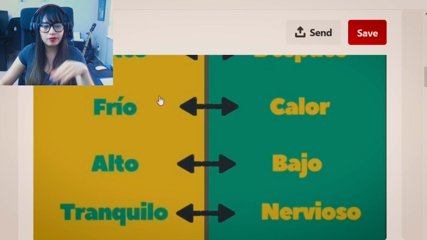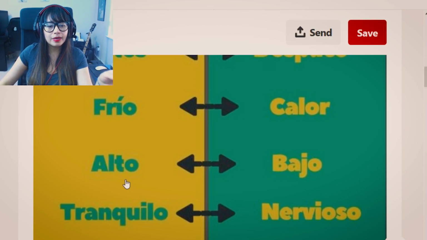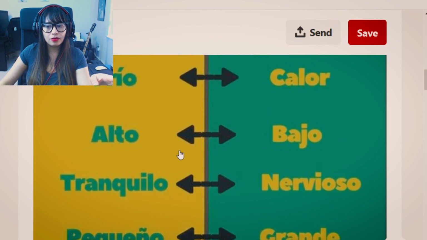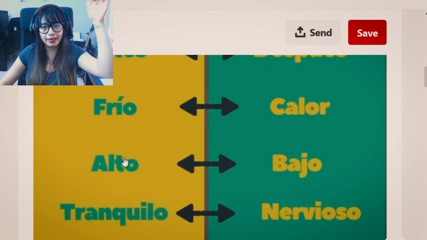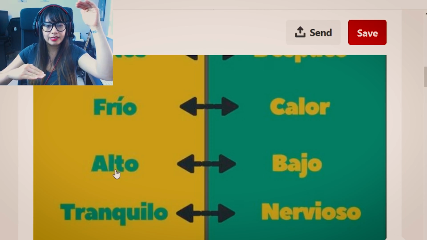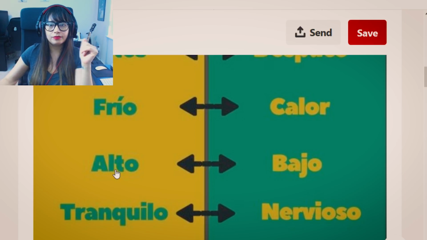and calor. Frío means cold. Calor, warm or hot. Frío, cold. Calor, hot, warm. We're talking about temperature here. Okay, now the next one is alto and bajo. Alto is high, bajo is short or low. Alto, high, bajo, short or low.